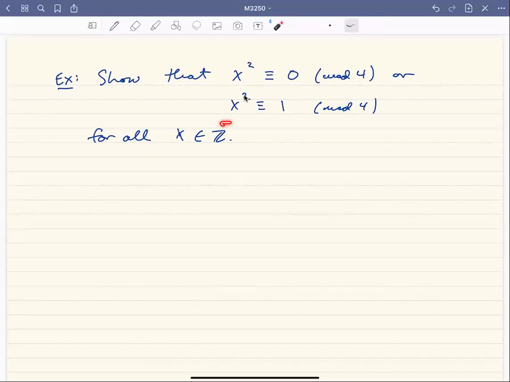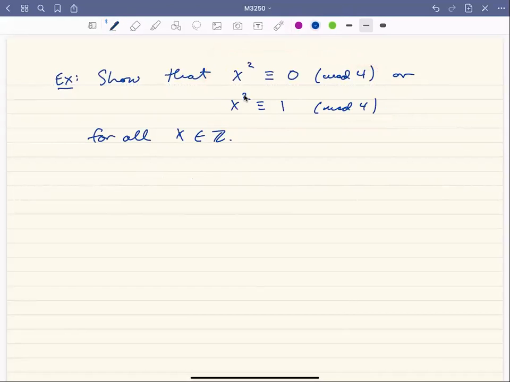I might take both of these modular arithmetic statements and say that x squared is congruent to 0 or 1 mod 4. But I just mean that x squared will be congruent to either 0 or 1 mod 4. And doing this is actually straightforward.